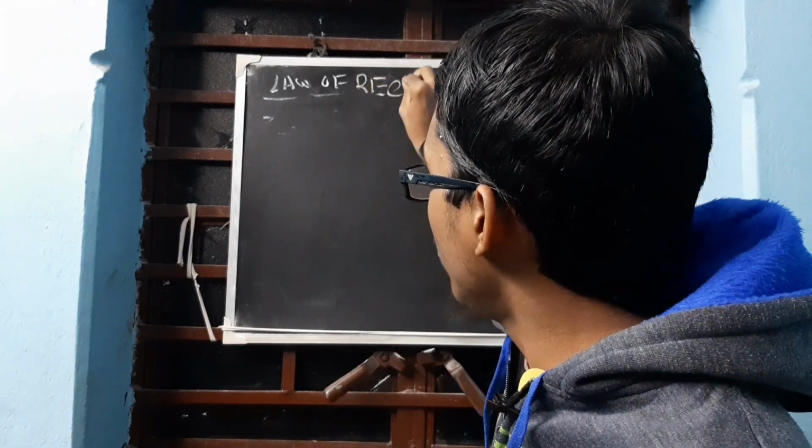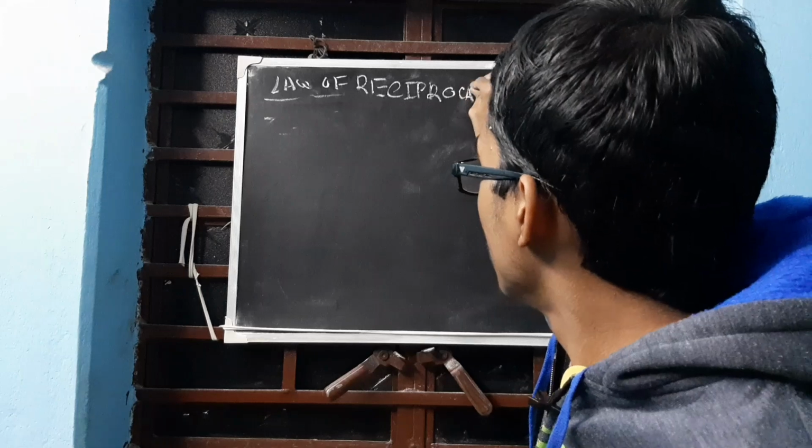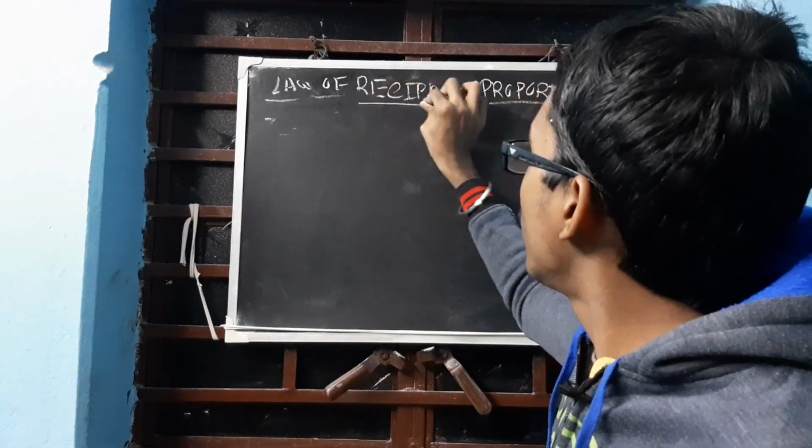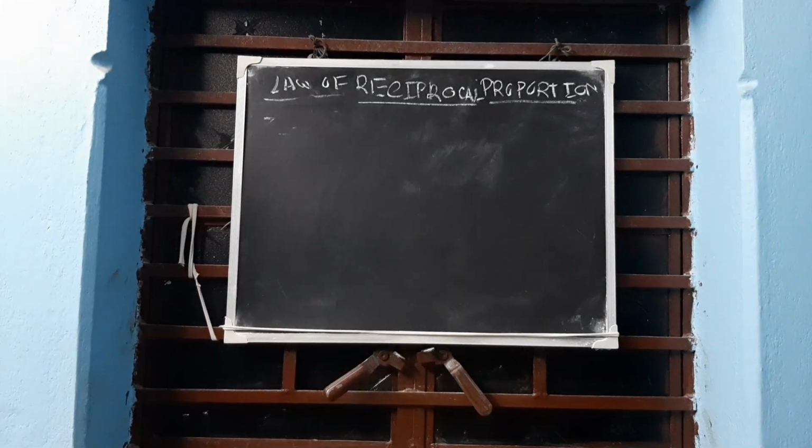What is the law? Law of reciprocal proportions. Now this law is a confusing one if you do not understand it properly. This is a very confusing one if you cannot understand it properly. This law was proposed by Richter. Clear? Not the Richter scale, it's Richter. Okay. This law was proposed by Richter.